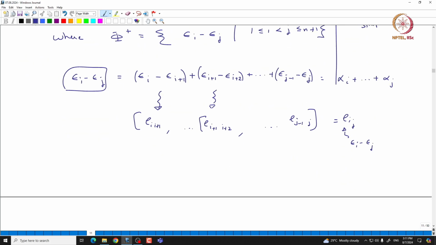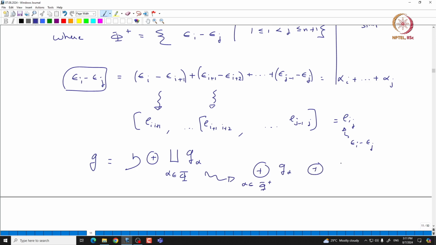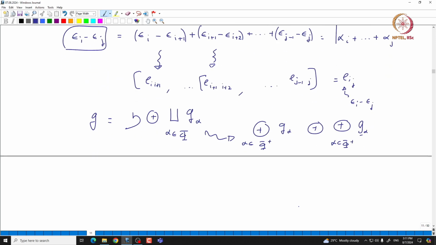So, basically what we have proved is that g can be written as a direct sum of these root spaces g_alpha coming from phi. This can be further broken into the direct sum of g_alpha coming from phi plus, and then the direct sum of g_{-alpha}, again alpha coming from phi plus. Now, if you think about it, this is exactly n plus and this is exactly n minus.